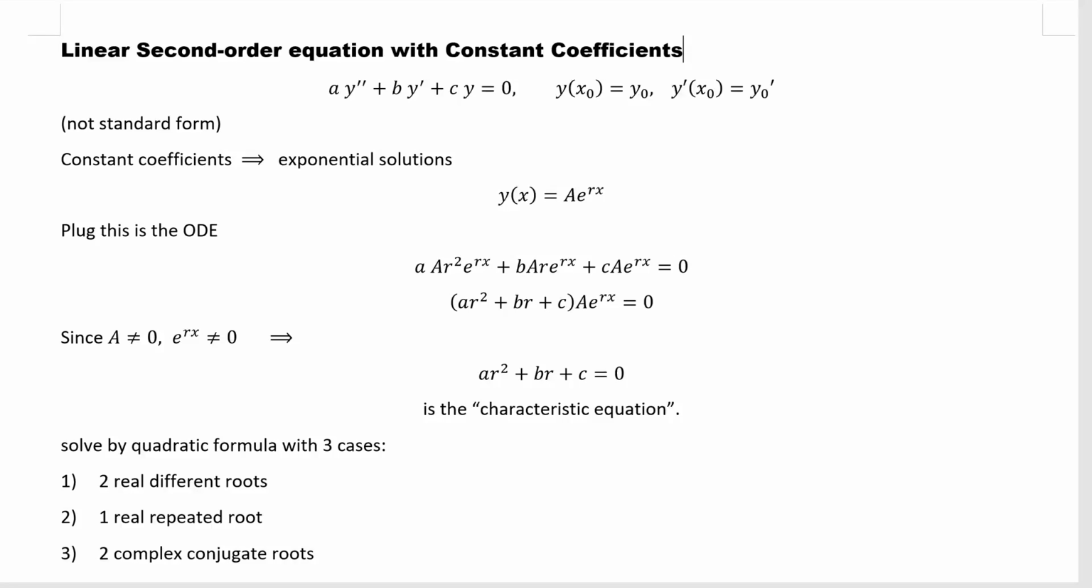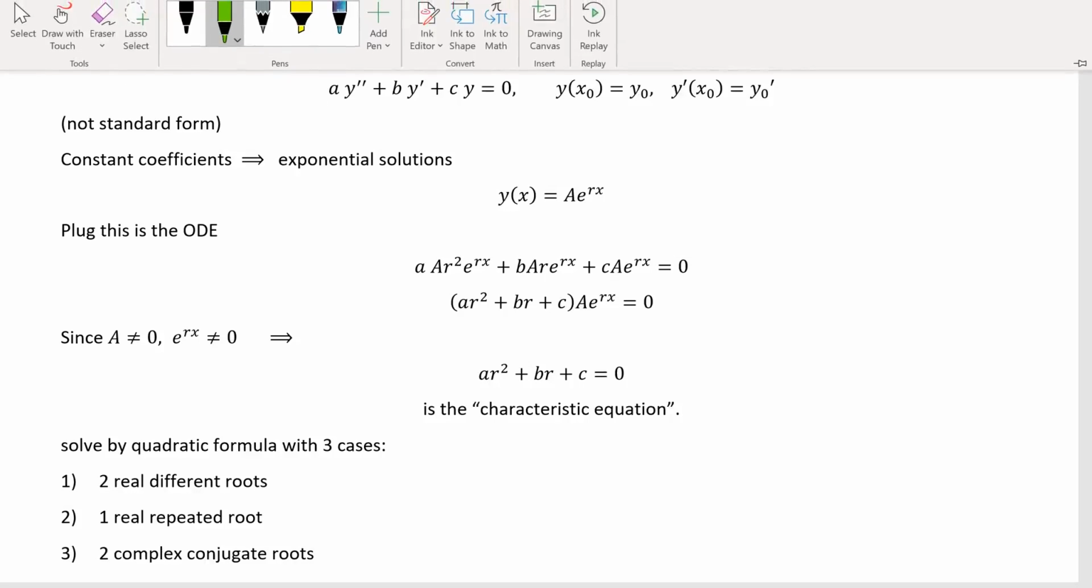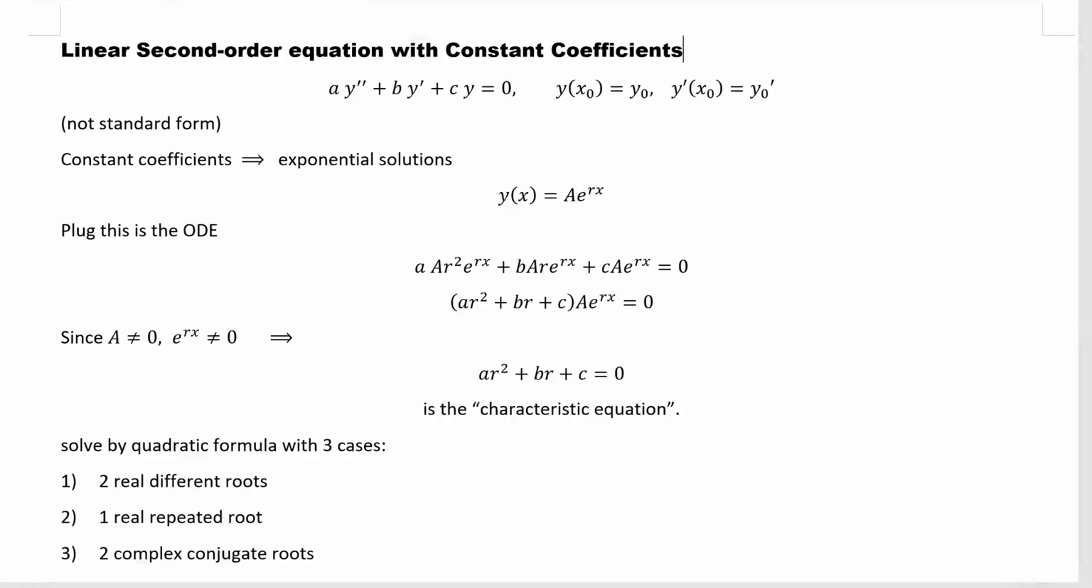Okay, so when we have constant coefficients, we can expect the solution is going to be an exponential function. Why is that? I can tell you the example from last chapter. Do you remember the population growth? We have dp dt equals k times p. It's proportional: the rate of change of the population is proportional to the population.